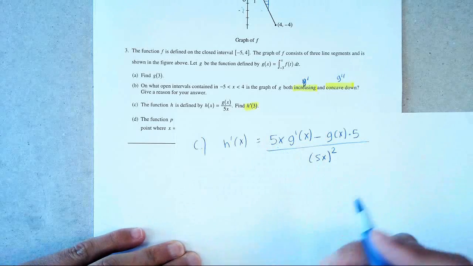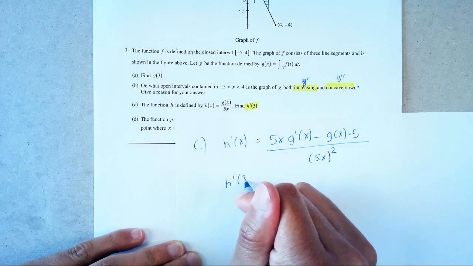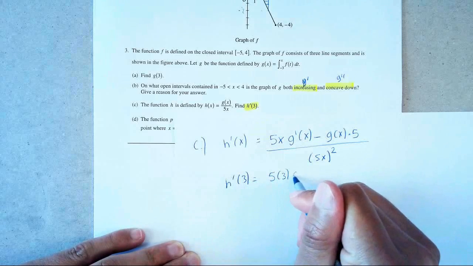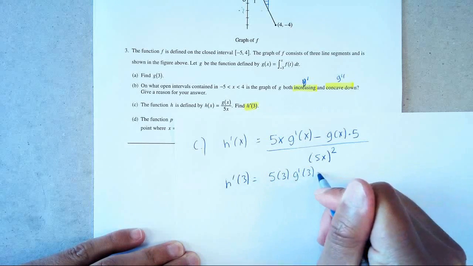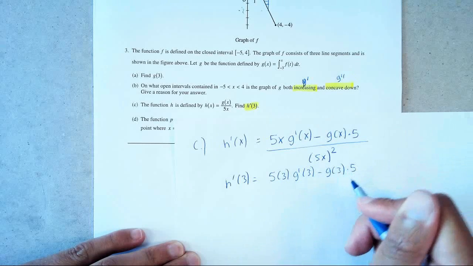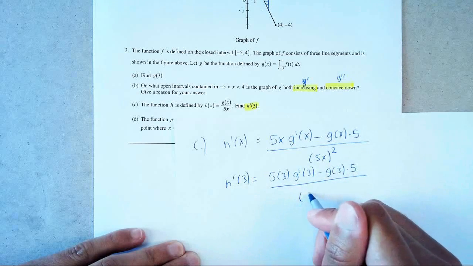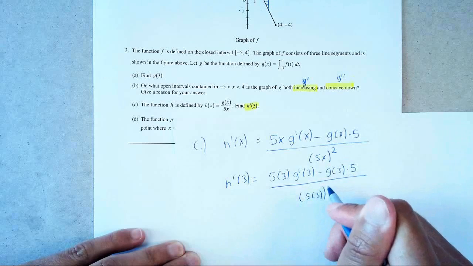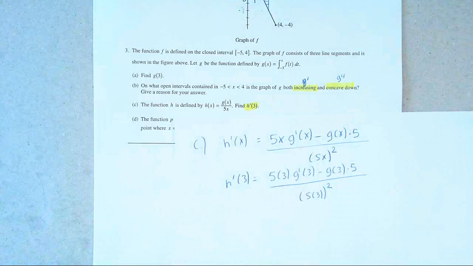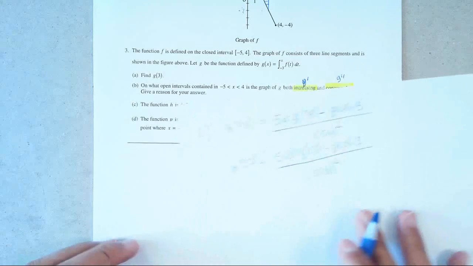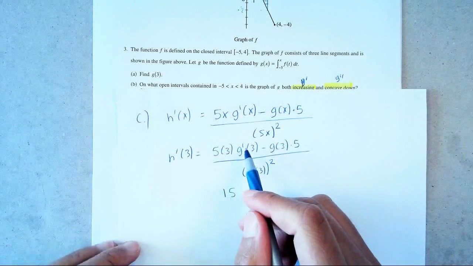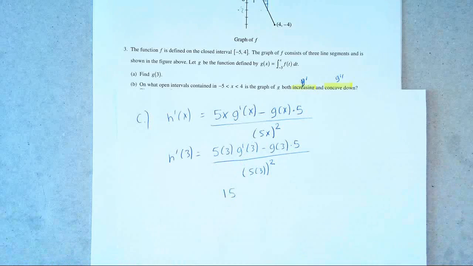Well, what value are we trying to find? We're trying to find h prime of 3. So let's just go ahead and plug that in. 5 times 3 times g prime of 3 minus g of 3 times 5, all over 5 times 3 squared. Now when you work this out, you know that 5 and 3 is going to give you 15. But the question is, what is g prime of 3 going to give you?